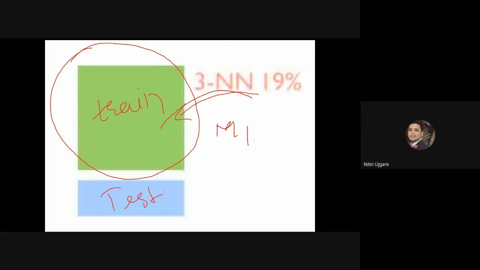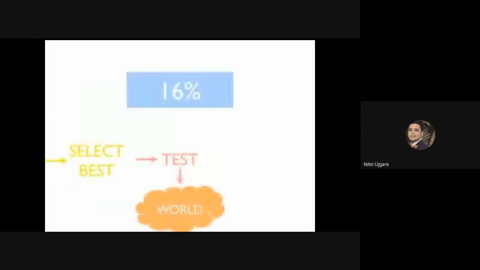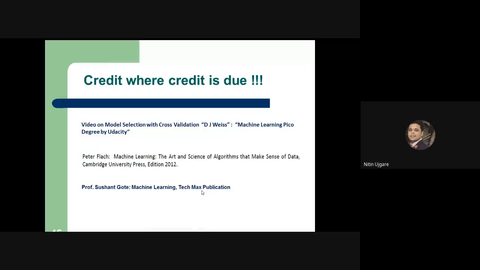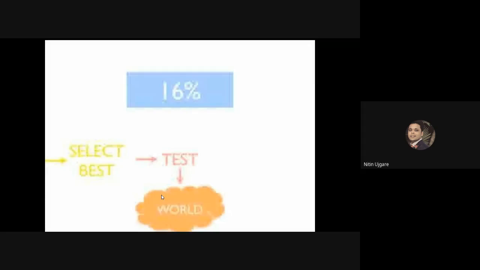I am applying the 3NN algorithm on this train data and I am producing the model M1. So this is my model selection. M1 is selected, and now I will apply it on the test data. I hope you understood. I applied the 3NN on the train data and then applied it on the test data. And surprisingly, I came to know that the error rate for the test data that we have got using the 3NN algorithm is only 16%.